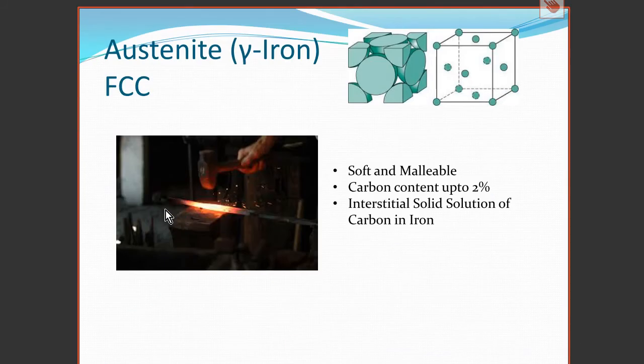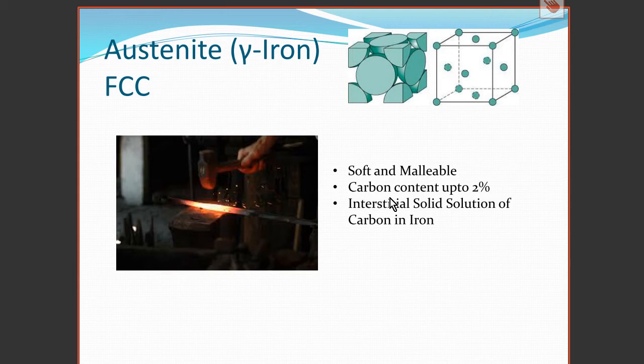Austenite is the high temperature form of iron that is in the face-centered cubic crystal structure state. So austenite, gamma iron is the same thing, and they both are iron with a face-centered cubic structure. Here we see red hot iron. Every time we see red hot iron, you should think, okay, that's in the austenite state. And when it's in that state, it's soft and malleable, it's not very strong.